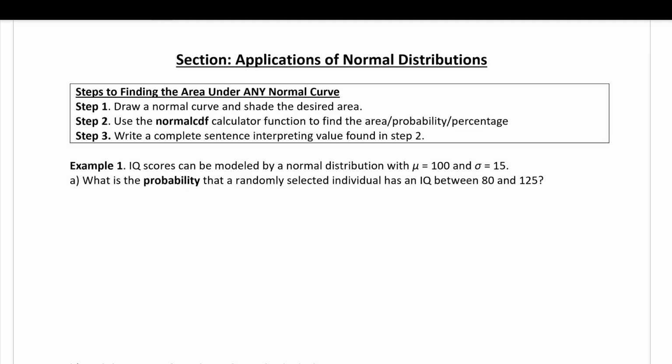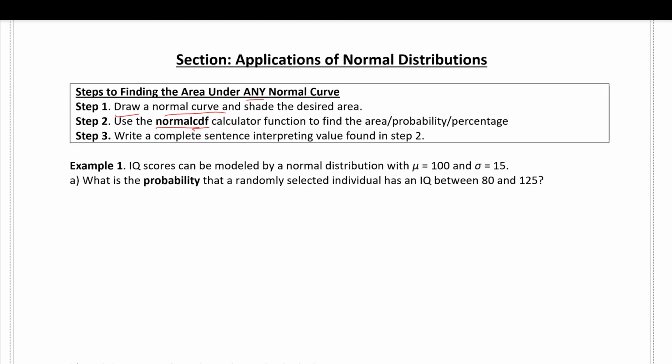This section is about the applications of normal distributions. Last section we talked about finding areas underneath a standard normal. Now we're going to talk about finding areas under any normal curve. You always want to draw a normal curve first when you're dealing with these types of normal distribution problems. Of course, we're going to use that normal CDF just like in the last section. And then write a complete sentence interpreting the value found in step 2.